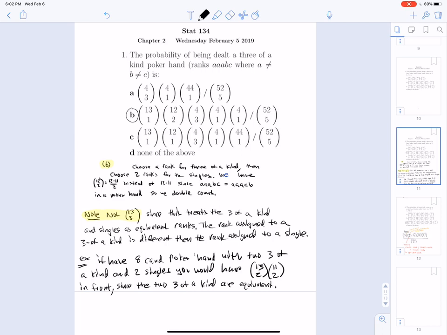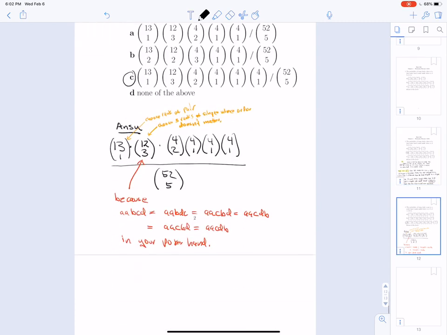So just to sort of generalize this, if say that I had an 8-card poker hand with 2 3 of a kinds and 2 singles, then you'd have 13 choose 2, 11 choose 2, right? Because I'd need to choose 2 ranks for my 3 of a kinds and 2 ranks for my singles, because the singles and the 3 of a kinds are distinguishable, but the 3 of a kinds are not distinguishable from one another. So then we did another problem.